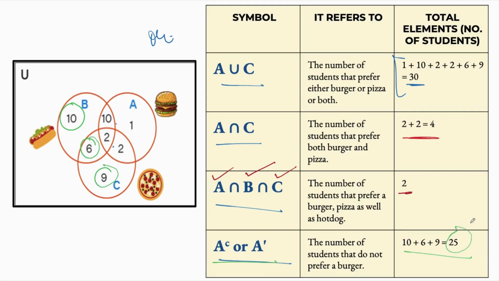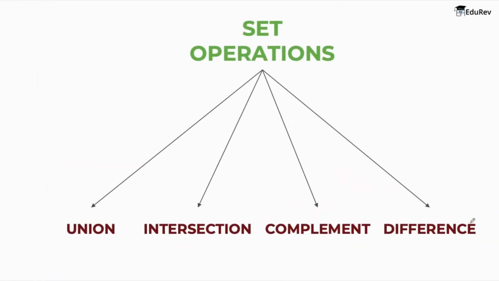So with this example, I'm hoping that you people now have understood what is the meaning of your complement, what is the meaning of your union, and what is the meaning of your intersection. And also when I am taking intersection of two or more sets. So I hope this was easy and it made a lot of things clear. Now let's move forward and talk about operations.